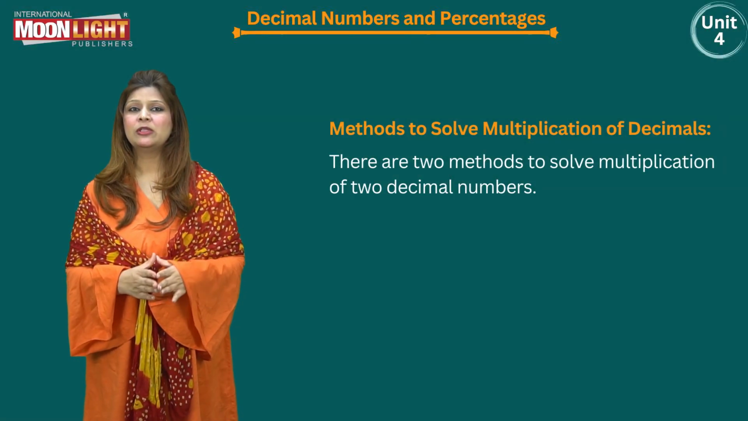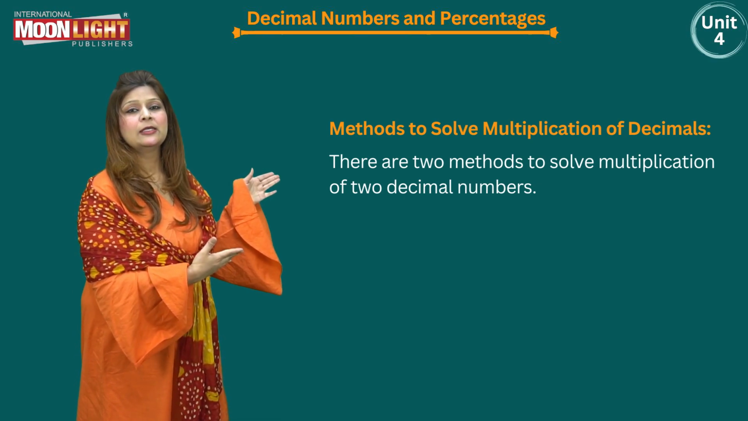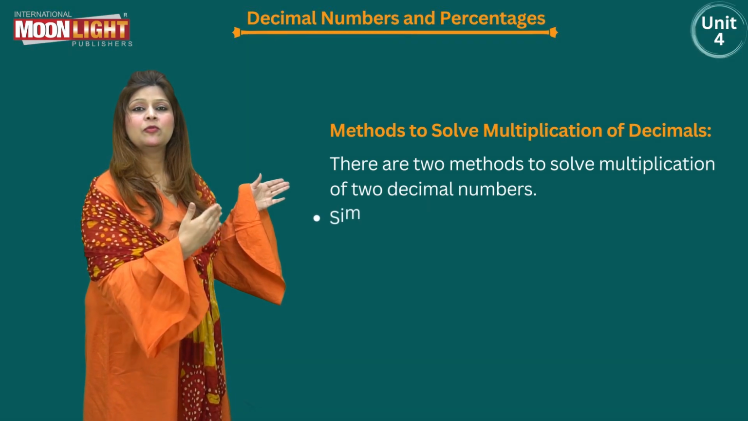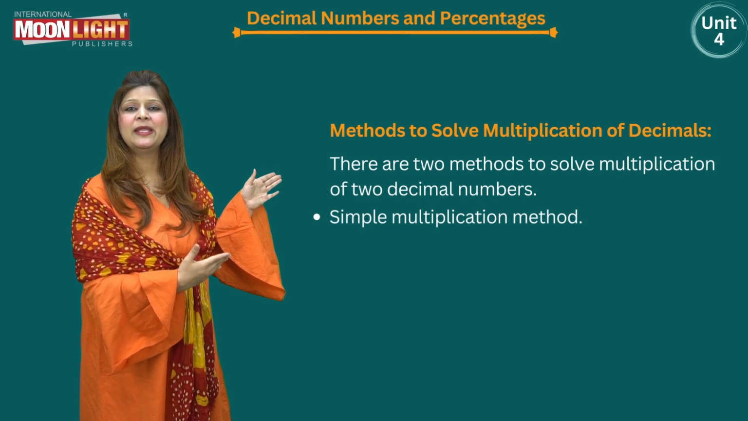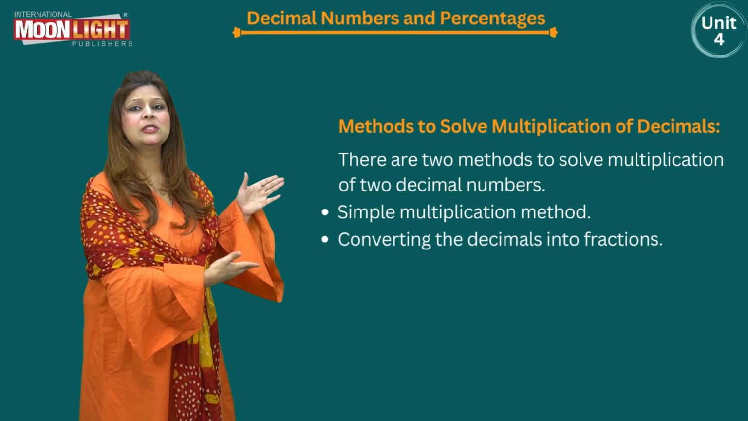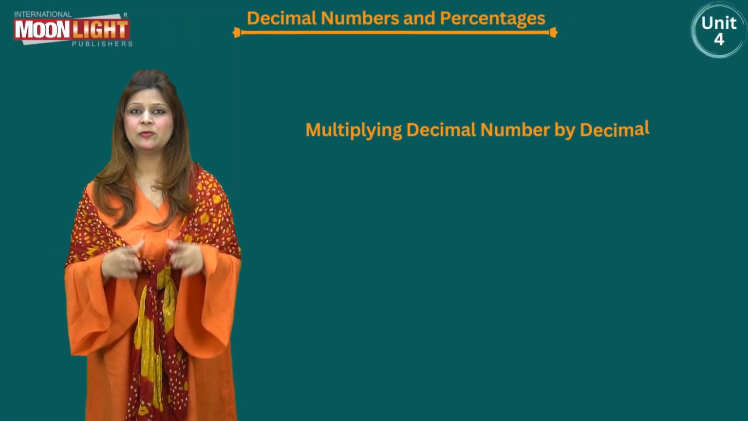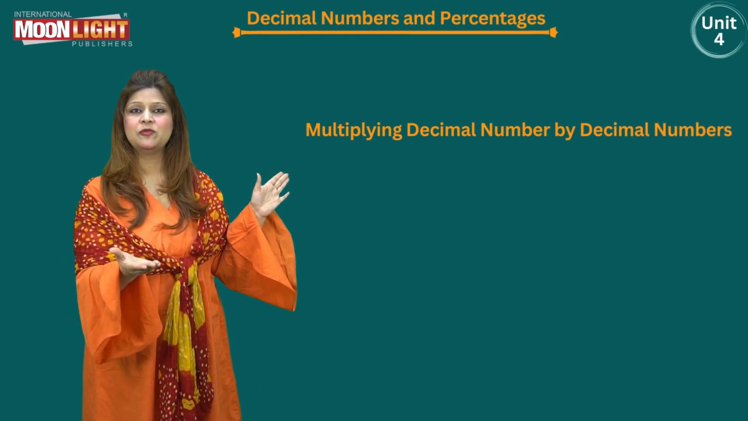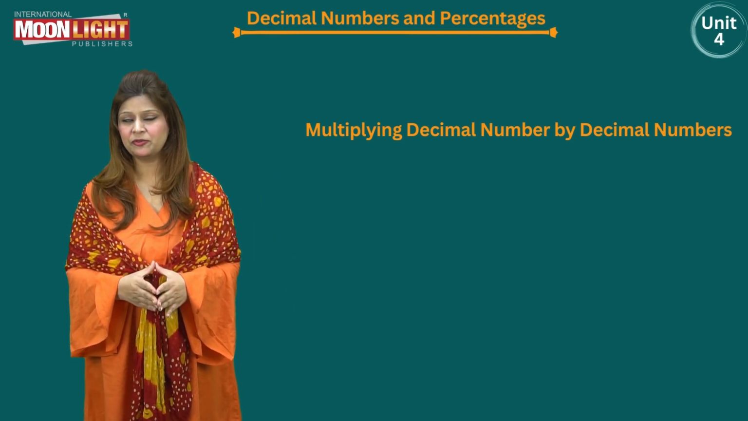Right now, there are 2 methods to solve multiplication of 2 decimal numbers. First one is simple multiplication method. The second one is converting the decimals into fractions. So first we are going to do one example which will carry the first method, and next we are going to do the example in which we are going to convert decimal numbers into fractions.